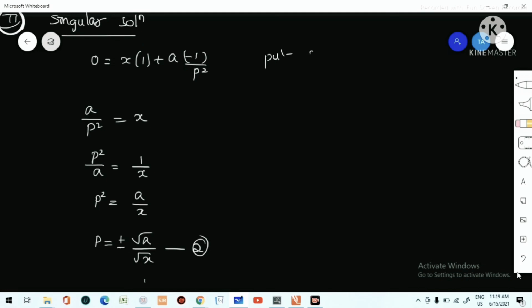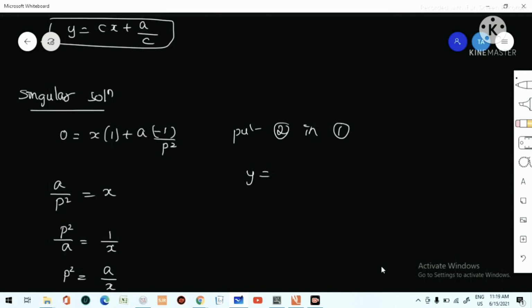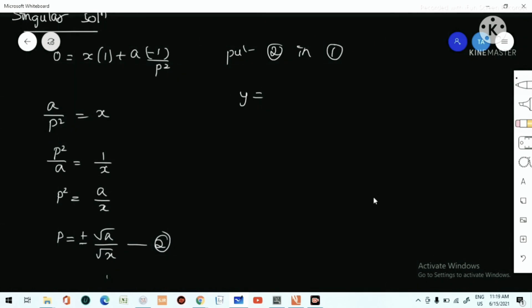Put 2 in 1. So what was our 1? y is equal to px plus a by p. In place of p, what do we have to put? Keep x as it is. The value is square root of a by square root of x, with the plus or minus we are giving here. Then a by p, in place of p we will substitute square root of a by square root of x. Is it fine?